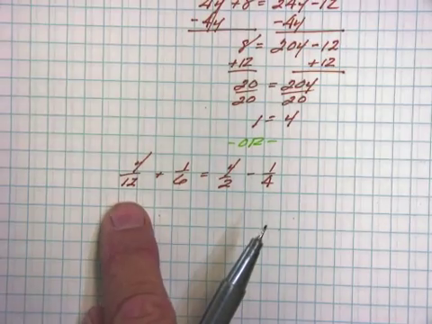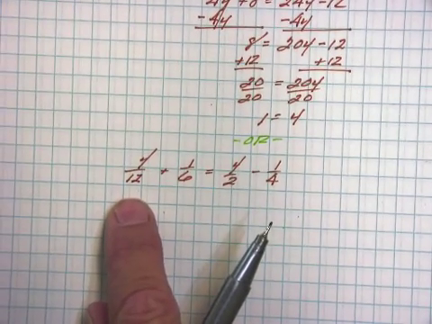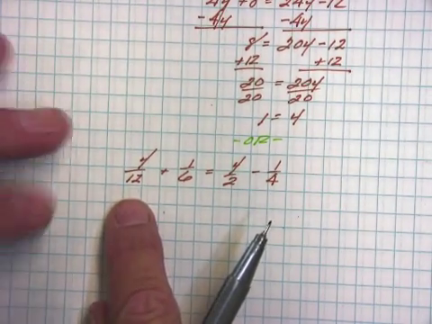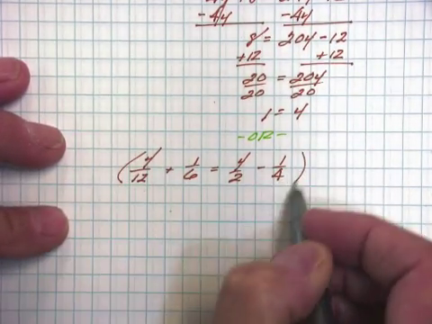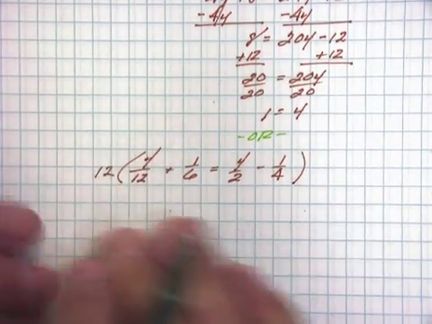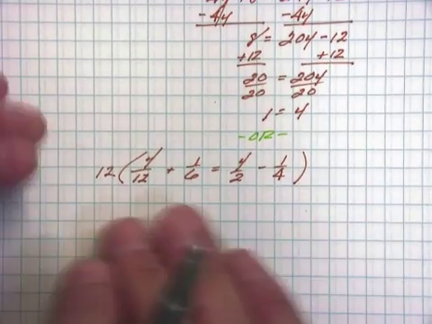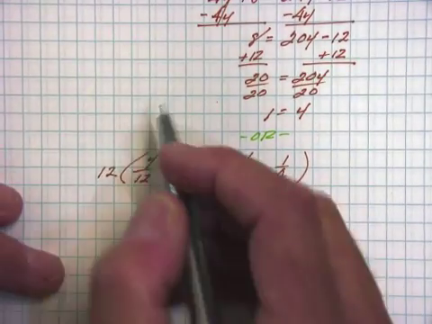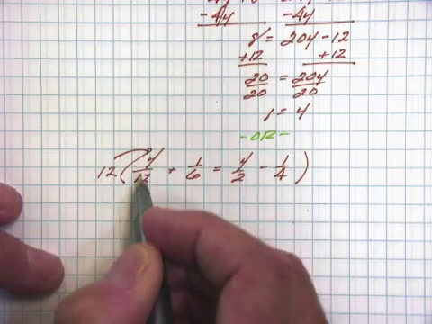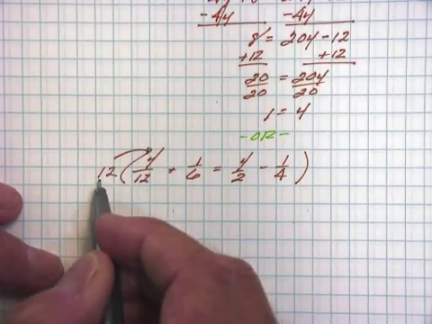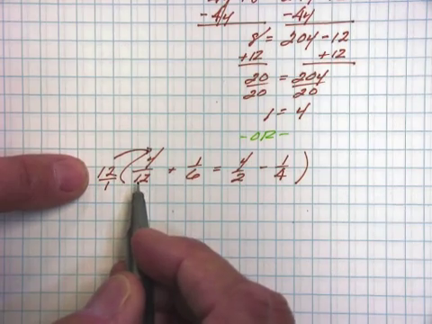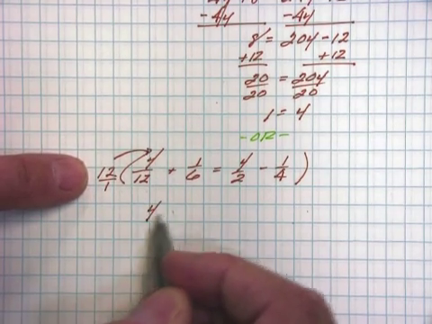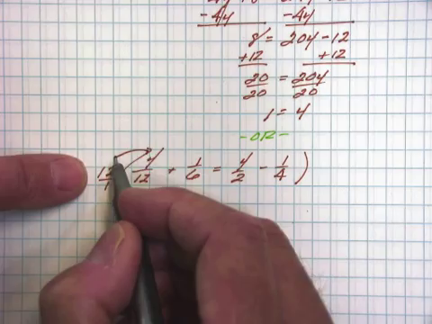Now, instead of looking at a common denominator on the left-hand side and a common denominator on the right-hand side, let's look at a common denominator that stretches all the way across the problem. 12, 6, 2, and 4 all go into 12. So 12 would be my common denominator. So what I'm going to do is multiply the entire equation by 12. And I'm multiplying the entire equation, not just one side or the other.